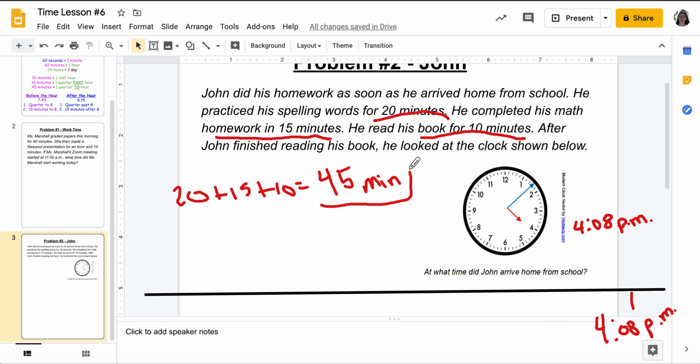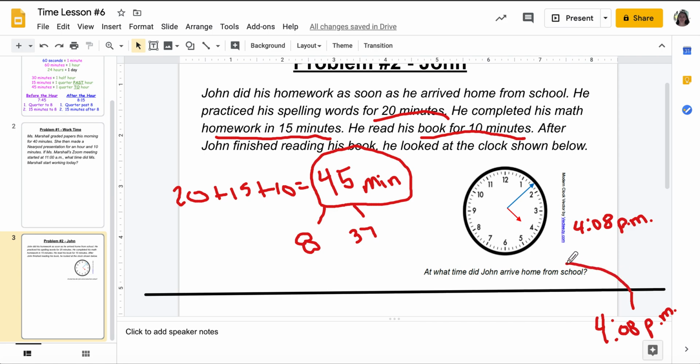This seems simple enough, and I know how much time he worked. He worked 45 minutes. So am I going forward or back in time? I got to go back in time because I got to figure out what time I started. So I got to go back 45 minutes. Ooh, that's hard. Let's make life a little bit easier. Let's decompose our 45 into, I'm feeling 8, and what would I be left? 37. I want to decompose into 8 and 37 because I can take away the 8 real quick from 4:08.